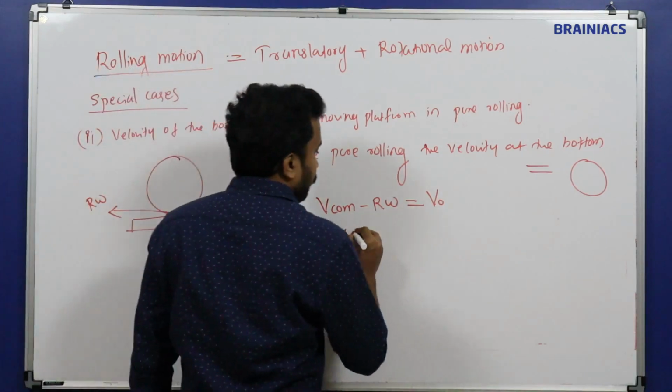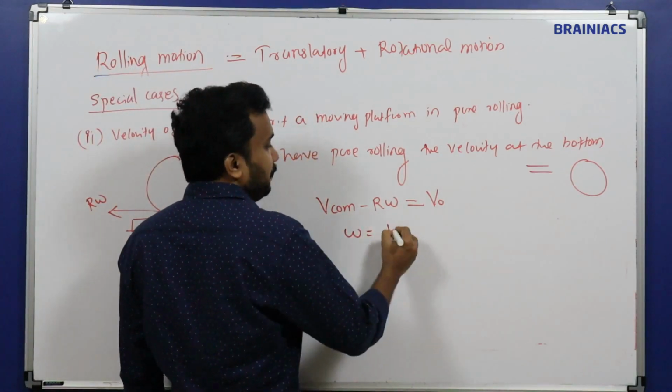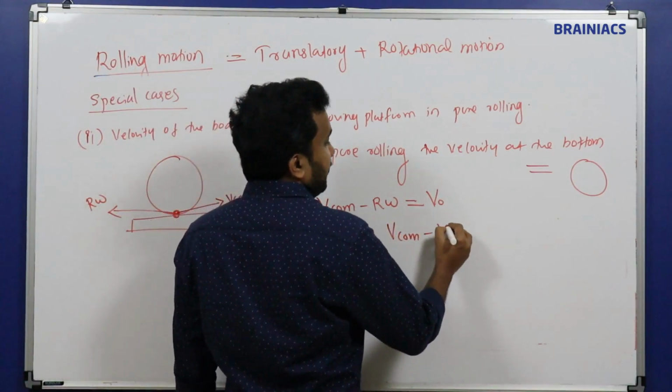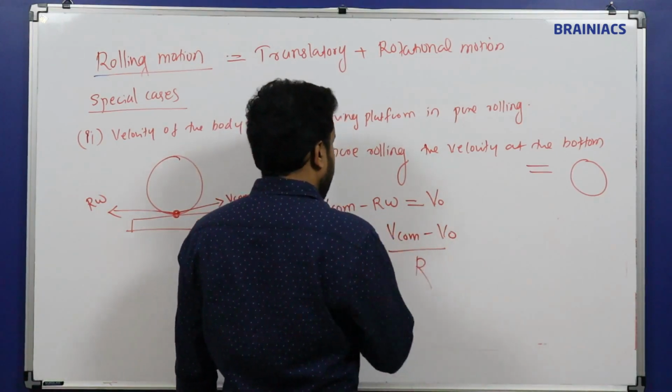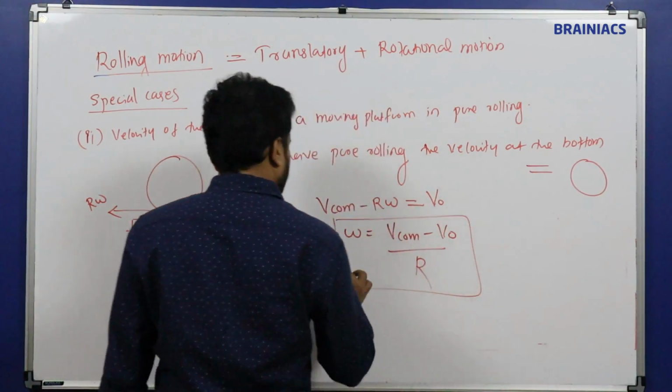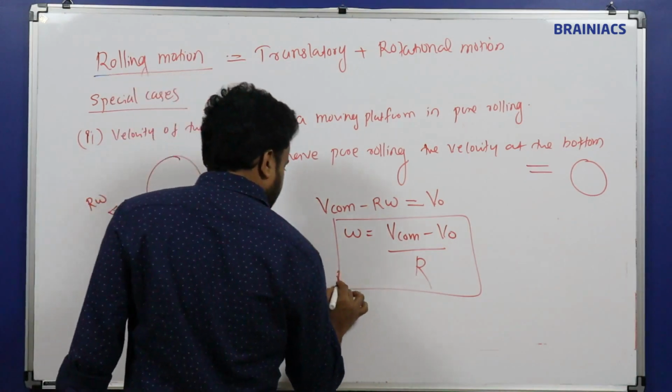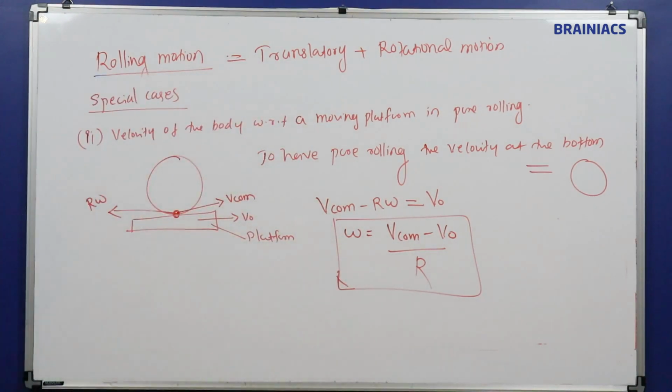So here we have to find out omega. We are interested to find out omega. Omega is (vcom minus v naught) divided by r. Very much important. Tricky questions will come from this area. Okay, good.